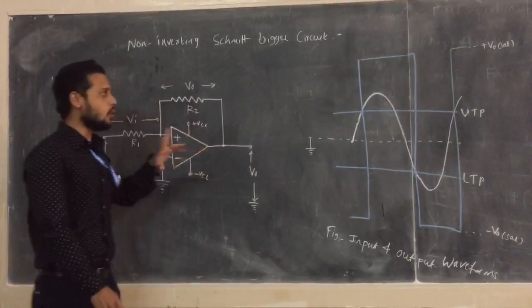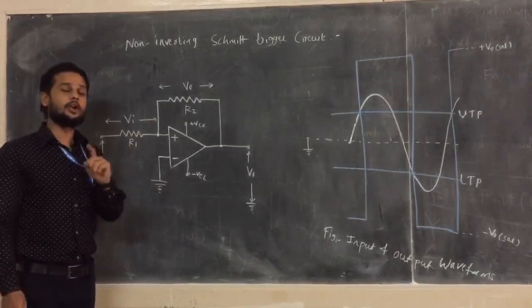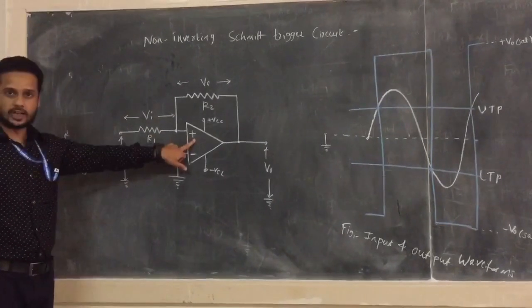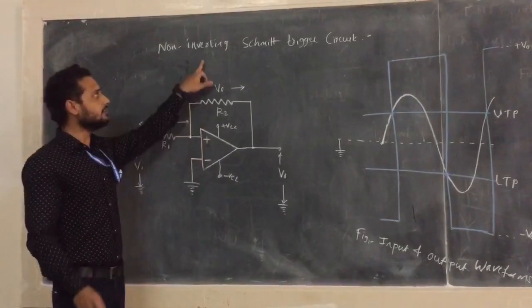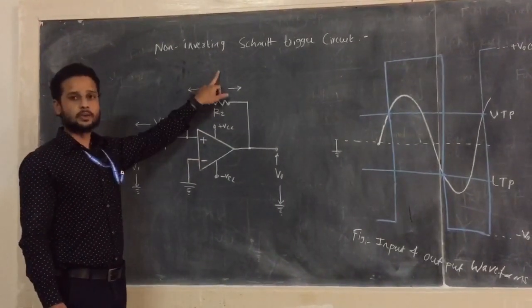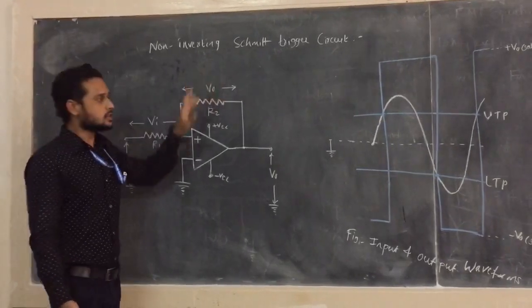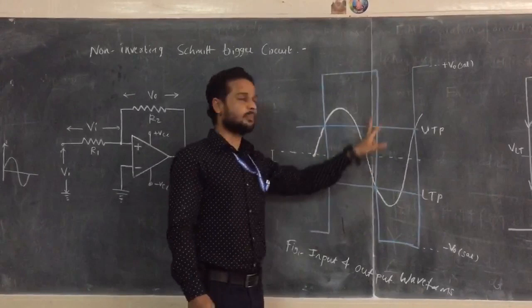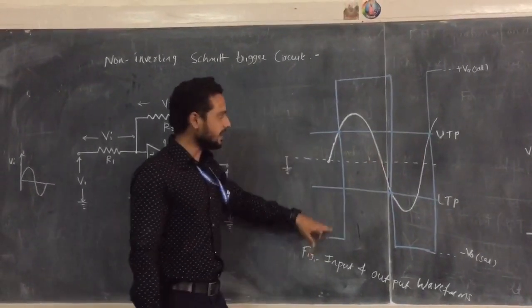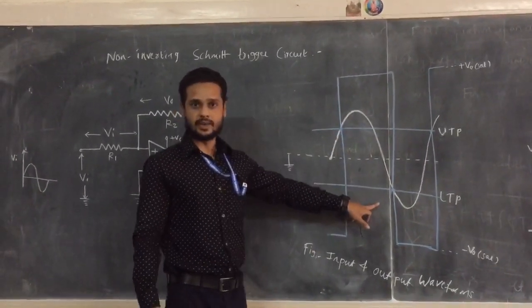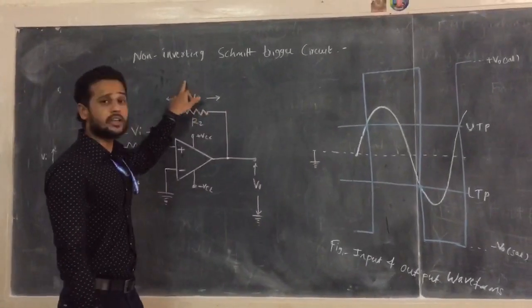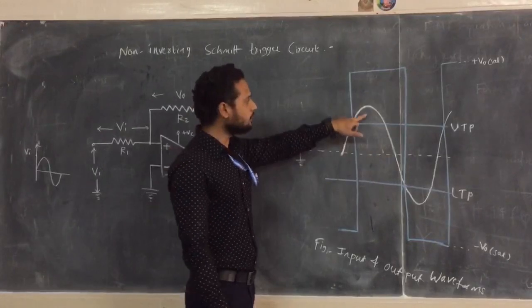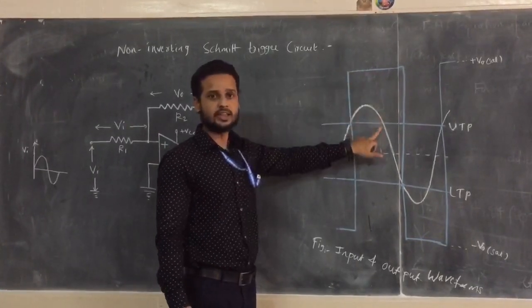The only difference between the inverting and non-inverting Schmitt-Trigger circuit is that here the input is applied to the non-inverting terminal. In the inverting Schmitt-Trigger circuit the input was applied to the inverting terminal of the op-amp. So the only difference in the waveform is that there you used to get the inverted output, but here you are getting the non-inverted output. The reason is that you are making use of a non-inverting Schmitt-Trigger circuit. Non-inverted output means both input and output are in phase with each other.